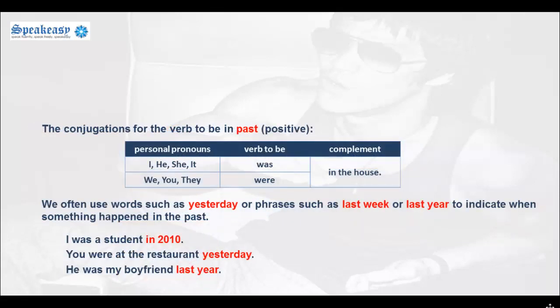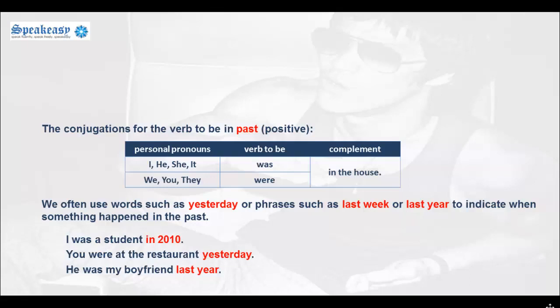The conjugations for the verb to be in the past positive. I, he, she, it was in the house. We, you, they were in the house.